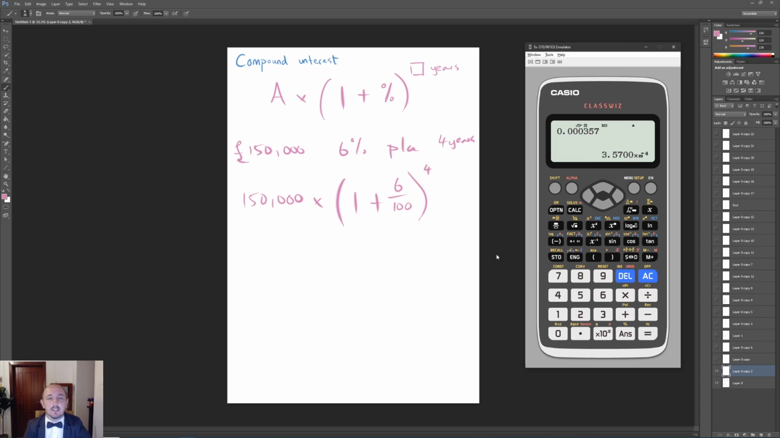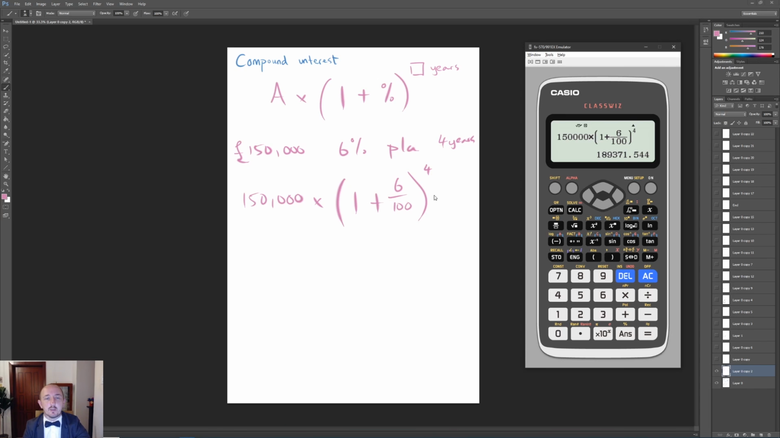So our calculator, we can just use that to input this. So 150,000 times 1 plus 6 over 100, and we raise that to the power of the number of years. So that will give us the answer directly. We need to make sure that we've come out of fixed mode, so shift, set up, number format, go to number 3 for normal and just number 1, and we get 189,000, etc.